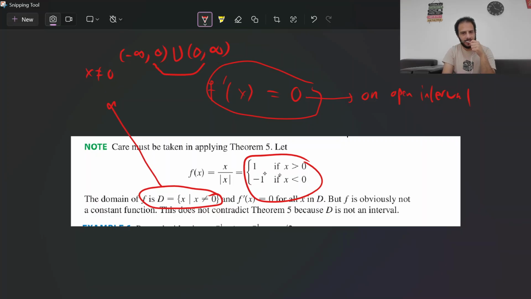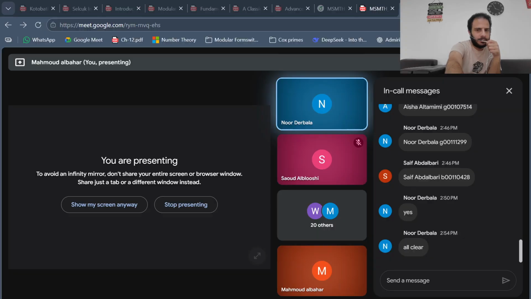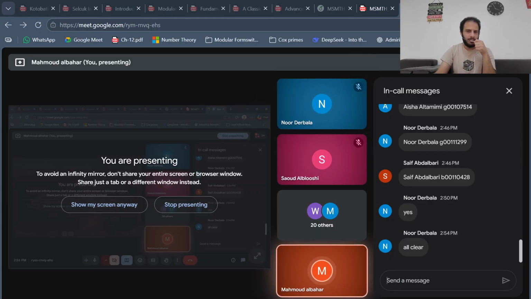But the nice thing here, see here, x greater than 0, it's an open interval, right? It's 0 to infinity. So see here, is it constant? Just this part, the first part, is it constant? Yes, right? Same with the other part, right? Which is x less than 0, also minus infinity to 0, also an open interval, right? So see here that the whole function doesn't satisfy the theorem because it's not an open interval. But each part of it satisfies the theorem, right? Is this good?